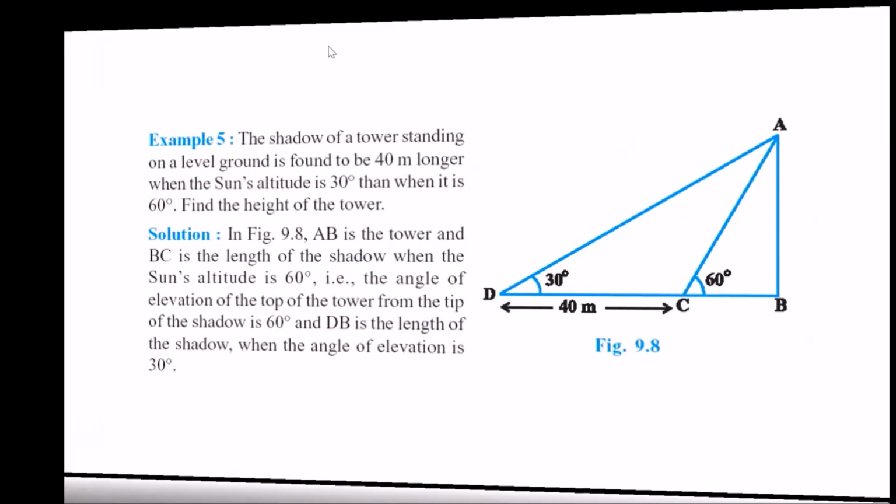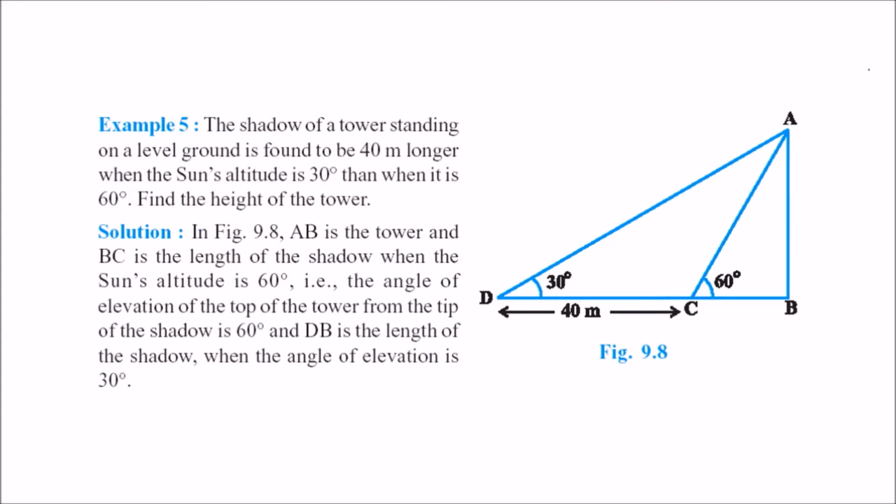Then we have another question: if you consider this to be a sun, we have to find out the ratio, this shadow. At this point, the shadow of this building or tower is at 30 degrees. If you move 40 meters, that is, the difference of the distance is 40 meters, and you move to this point, this is 60 degrees.